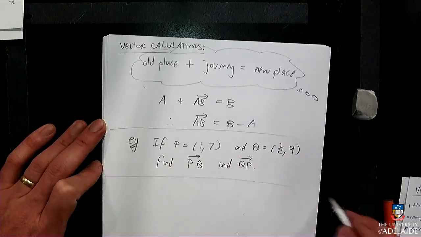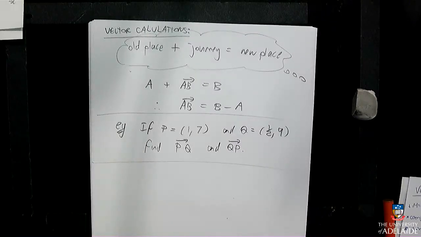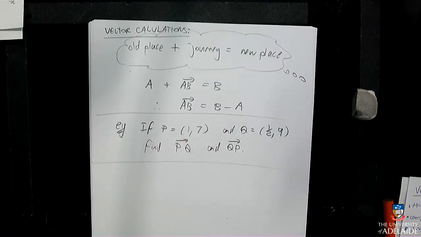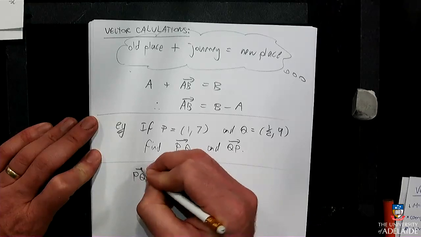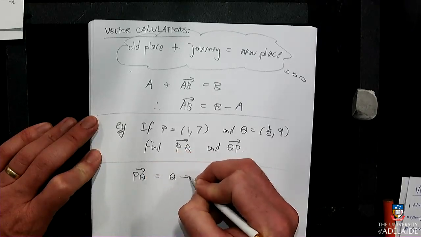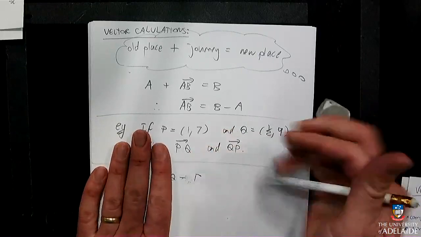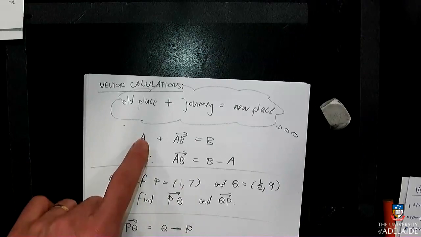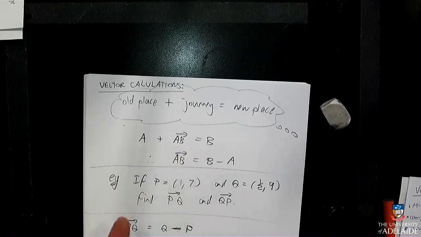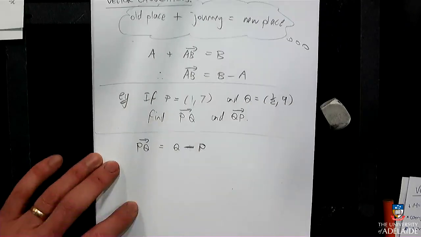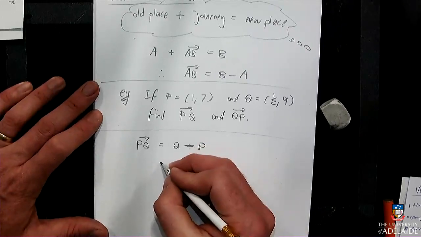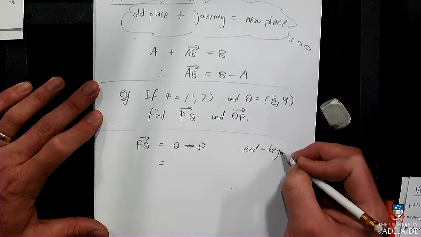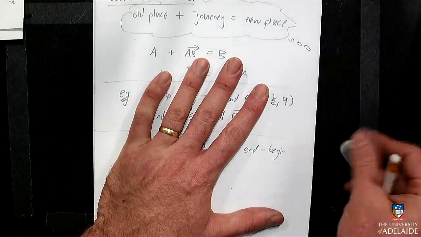Okay, so there's an example. If P is (1, 7) and Q is (1/2, 9), find PQ and QP. As far as we're aware, PQ is the end minus the beginning. That makes sense: P plus PQ is Q, and so PQ must be Q minus P. I'm just thinking in my head, end minus beginning.